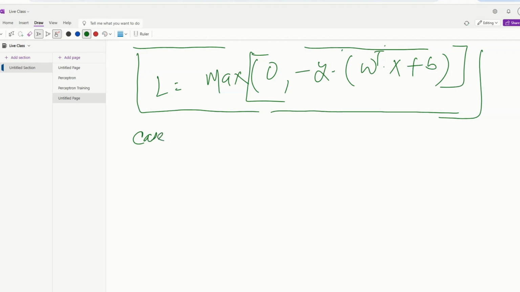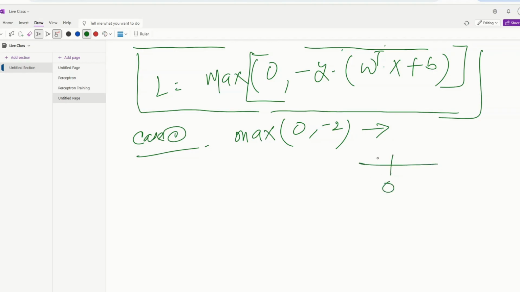Case number one. Let's suppose I ask you, what is the max of 0 and minus 2? Tell me, what is the max between 0 and minus 2? Obviously the max will be 0. Suppose this is my line: this is 0, this is minus 1, this is minus 2. Between minus 2 and 0, obviously 0 will be the max value, so the answer will be 0.